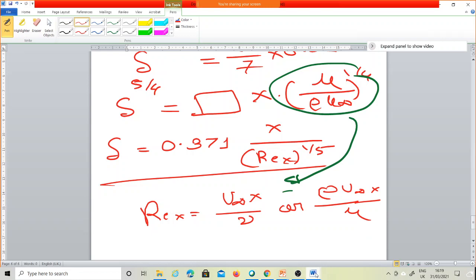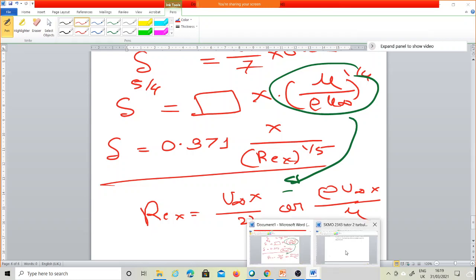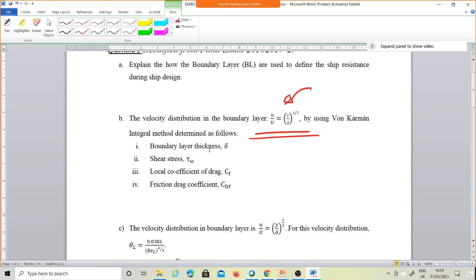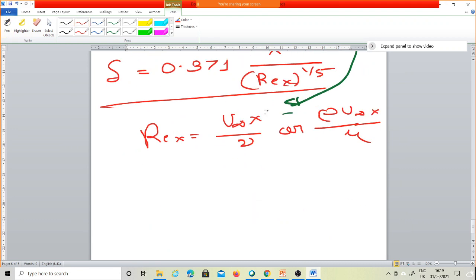So I just continue. So what else we need to do? We need to find out the shear stress. So now it is all related. Okay, now you have the shear stress.